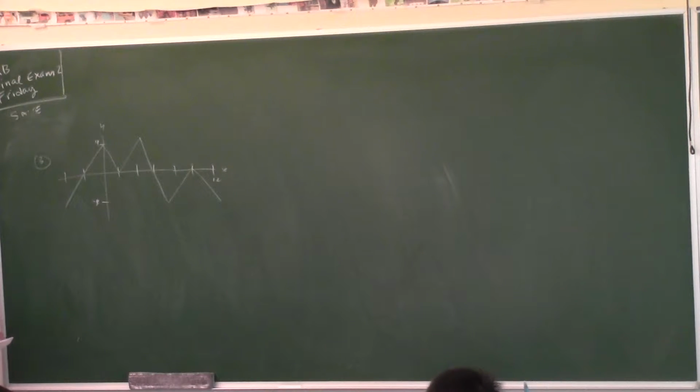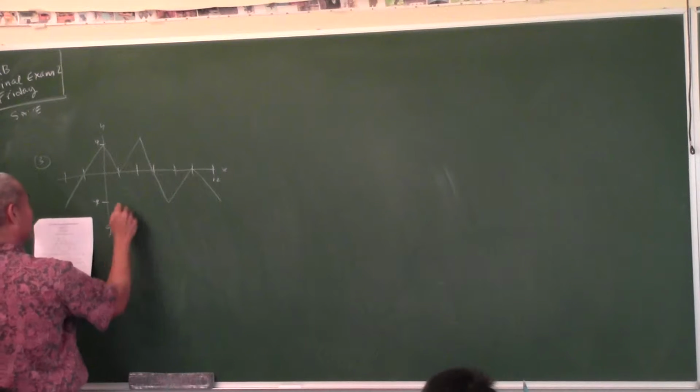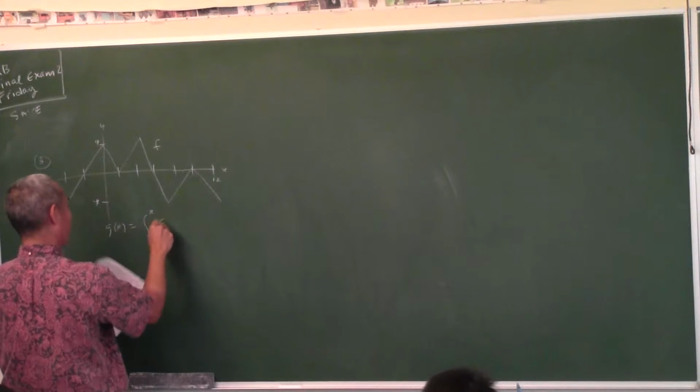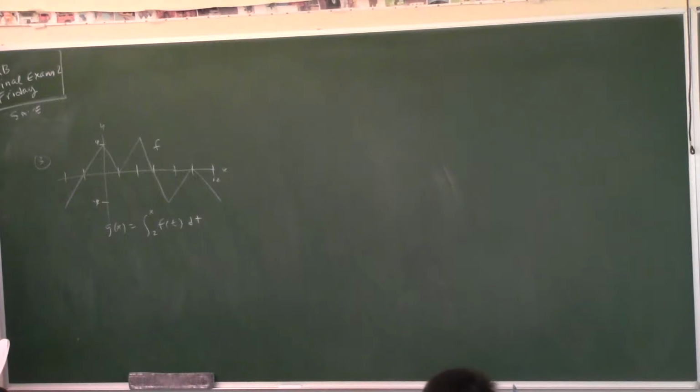Three of the problems are exactly the same as AB. Okay, so here we go. This is the graph of f. g of x is equal to the integral from 2 to x of f of t dt. So you already know you're going to use the fundamental theorem of calculus, Part 1, before we even start this problem.